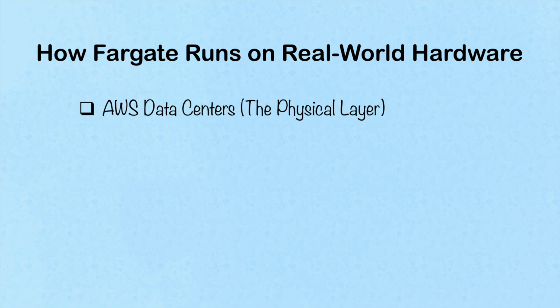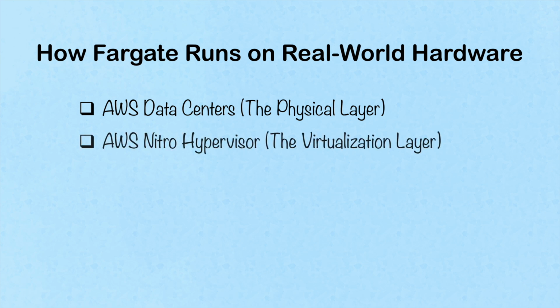AWS data centers, the physical layer. AWS Nitro Hypervisor, the virtualization layer. Even though Fargate is serverless for users, meaning you don't have to manage or provision any servers, AWS still needs physical infrastructure to run your containers. Similar to EC2 instances, AWS Fargate also runs on AWS data centers using AWS managed virtualization. You simply define the CPU and memory requirements for your containers, and AWS automatically provisions the necessary compute resources behind the scenes.